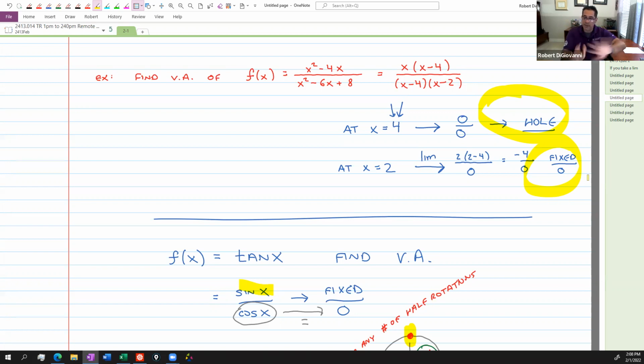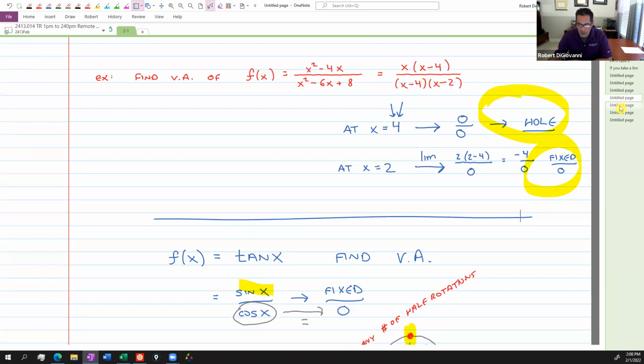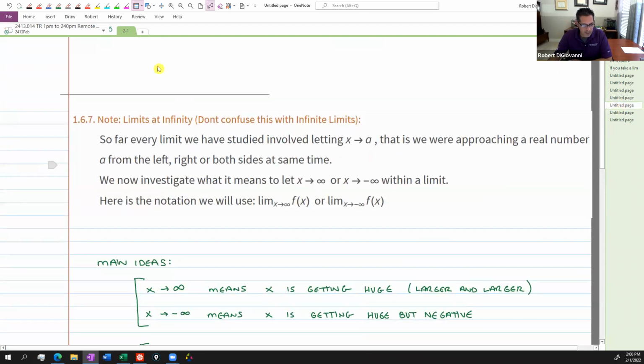Okay, that's it, infinite limits. Put that to rest. Move on to the second part of this section, limits at infinity. I'm sure I can get to my notes here. All right, here we go. Limits at infinity.